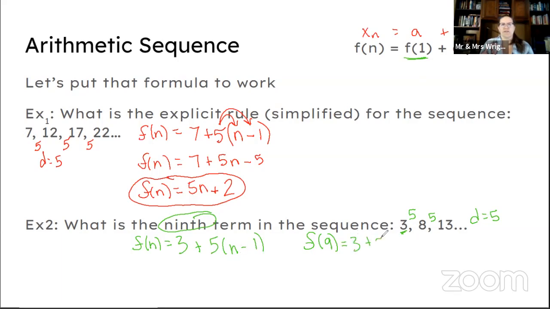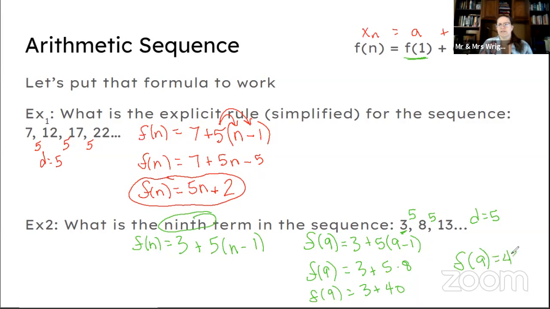So 3 plus 5 times n minus 1. And that's why I did not need to simplify this, because I can, number one, just plug this into my calculator and get an answer, or it's easy enough for me to do myself. 3 plus 5 times 9 minus 1 is 8. f of 9 is 3 plus 40. So the 9th term of this sequence is 43.